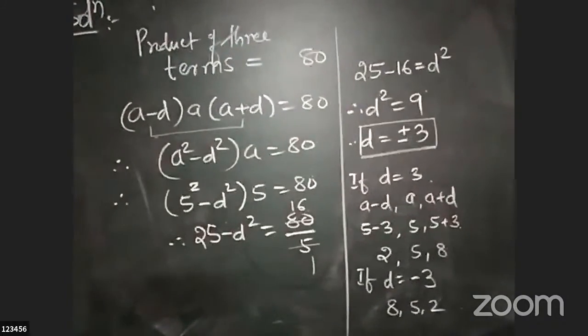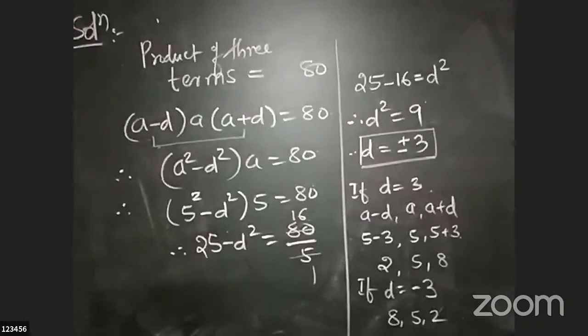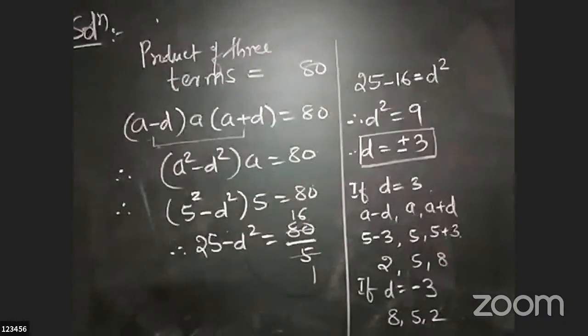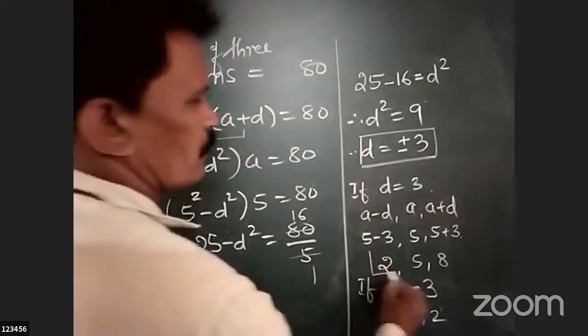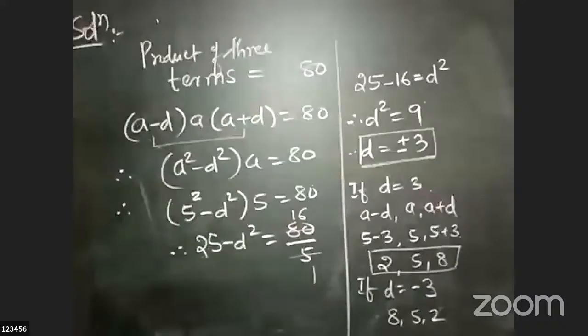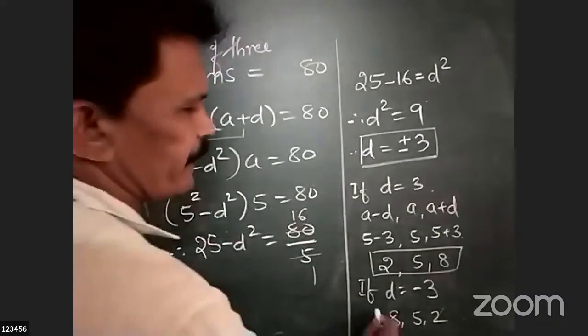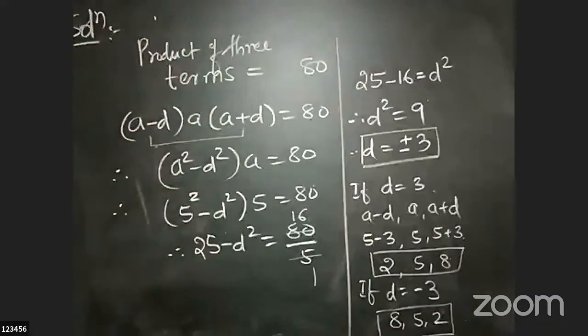If D becomes negative, the same numbers will be there, but they are going to be in the reverse order. When D is plus, you are getting 258. When D is negative, you are getting 852. Note down.